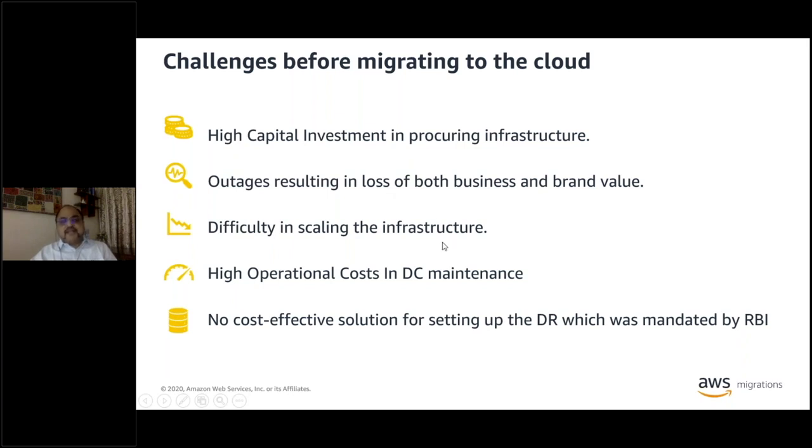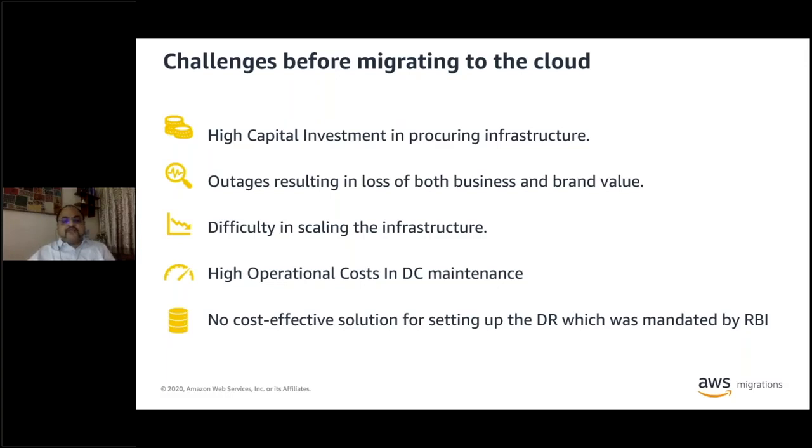Okay. And difficulty in scaling the infra, which is a common problem for all on-premise data centers, that you do not get the scale on demand when you want it. And high operation costs in DC maintenance, as you know, right from the diesel that you put in the generator to the AC that runs, everything is a maintenance cost, and they are pretty difficult to keep running 24/7.